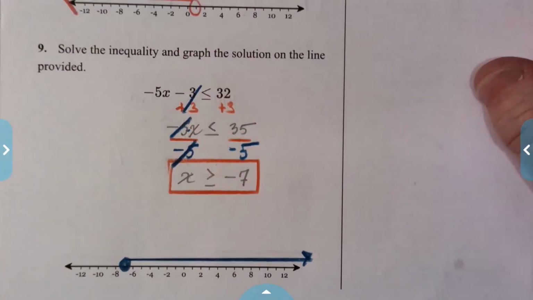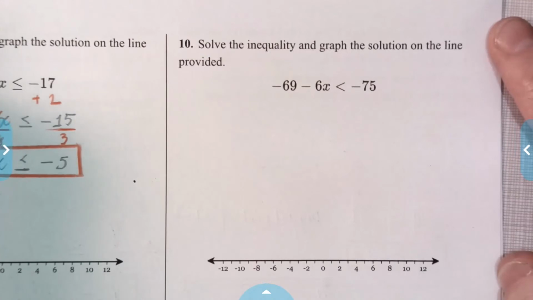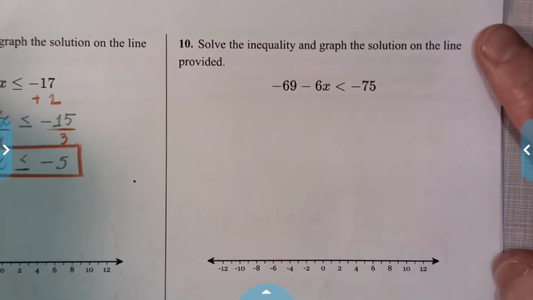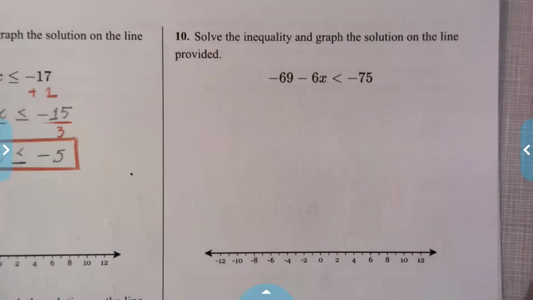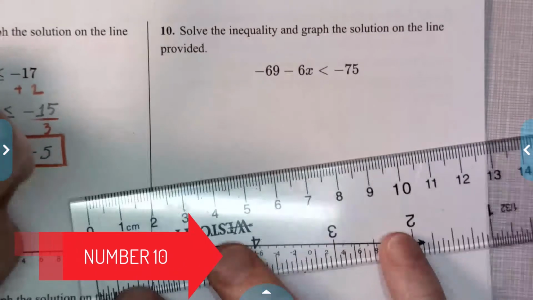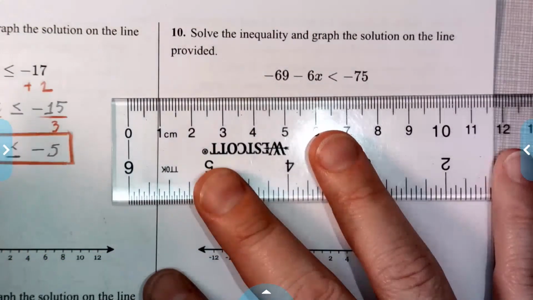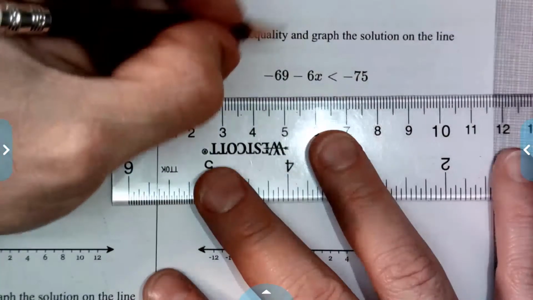And finally, ladies and gentlemen, brothers and sisters, we have made it to the final problem. This is like the boss fight at the end of a level. Here we go. Number 10, solve the inequality and graph the solution. And then we've got a bunch of big numbers. Oh boy. So is this going to be hard?